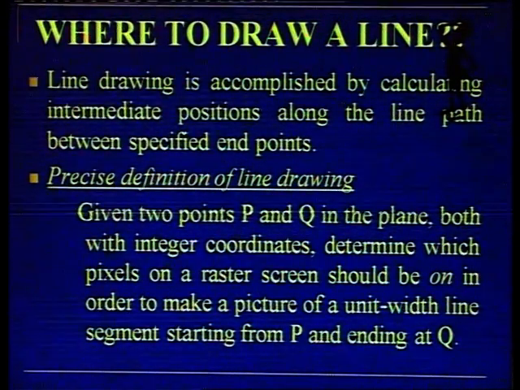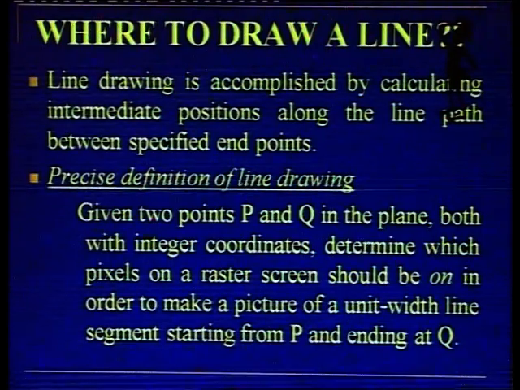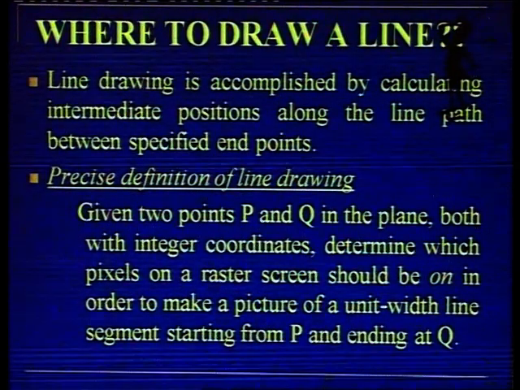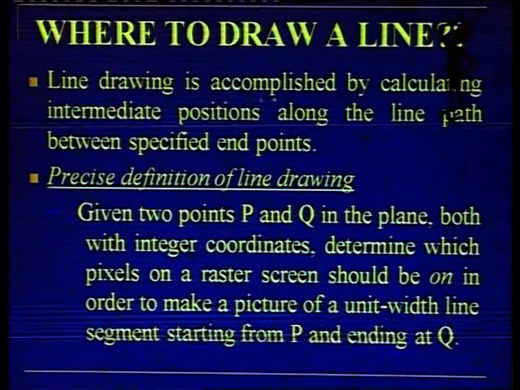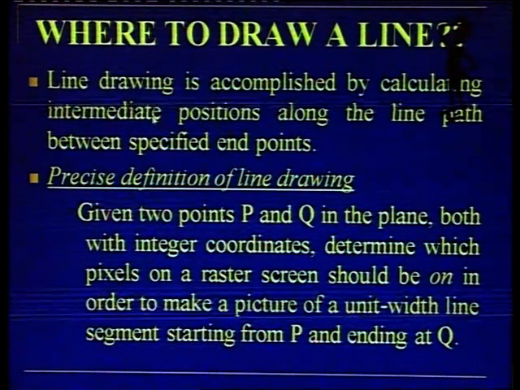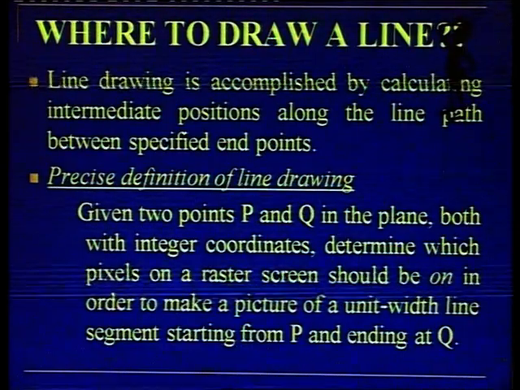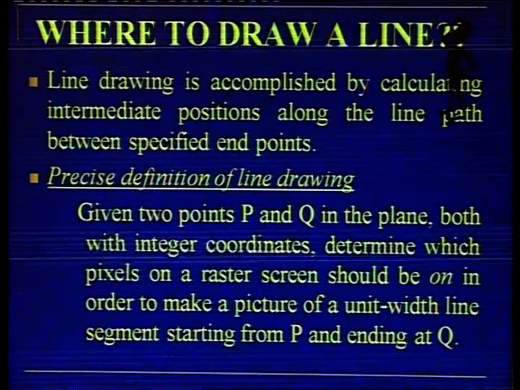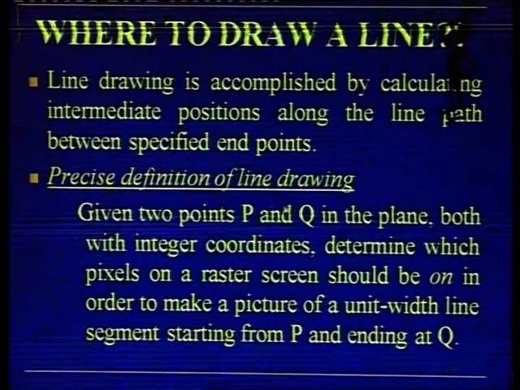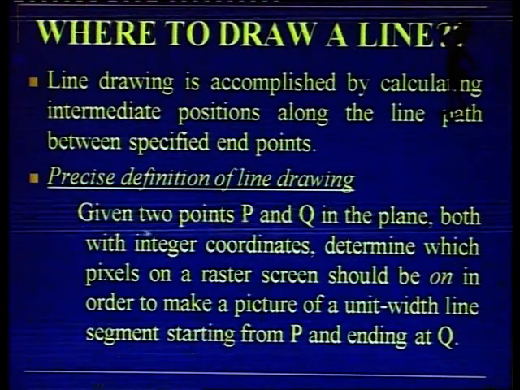If we are given 2 points, then where to draw that line? This line drawing is accomplished by calculating the intermediate positions. We are given 2 points, and intermediate positions are to be calculated along the line path between the specified endpoints. So, the definition of line drawing can be as follows.